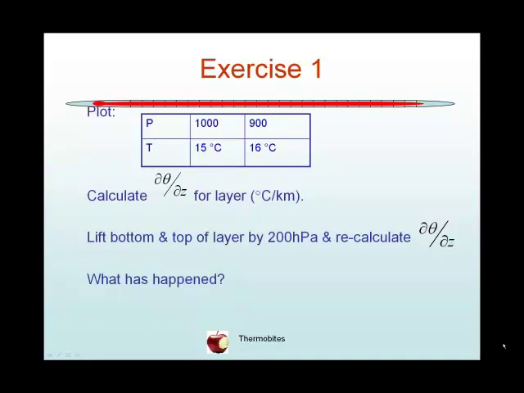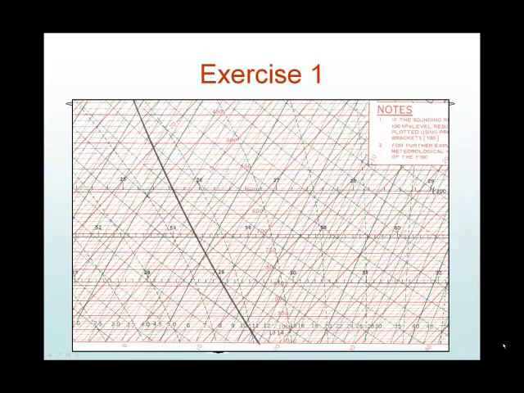As an exercise, plot the following layer of atmosphere and calculate dθ/dz for the layer in degrees Celsius per kilometre, consulting the IKO scale. Then lift the bottom and the top of the layer by 200 hectopascals and recalculate dθ/dz. What has happened? I'll plot it on here, pause the video, and then we'll discuss it.